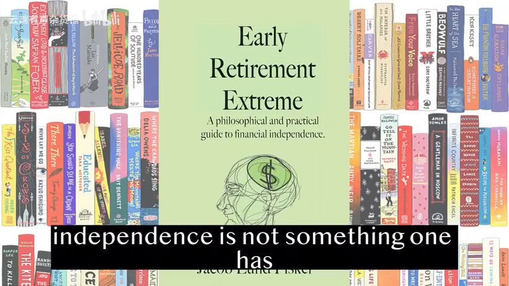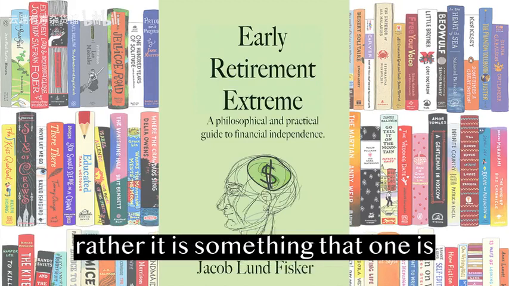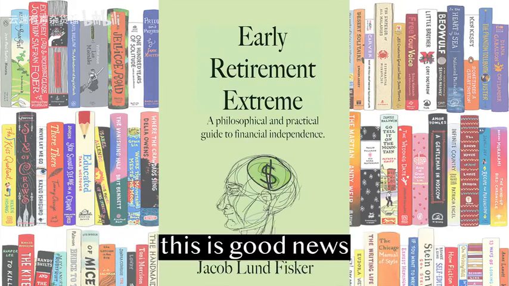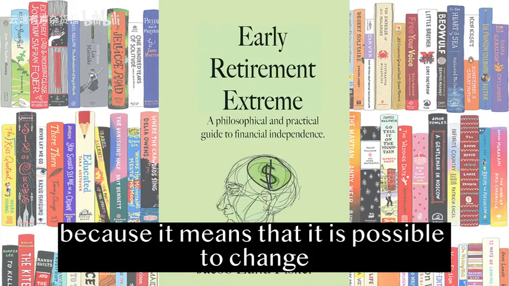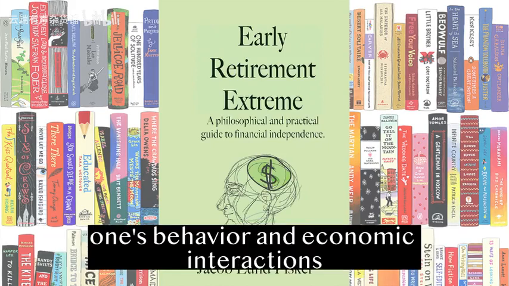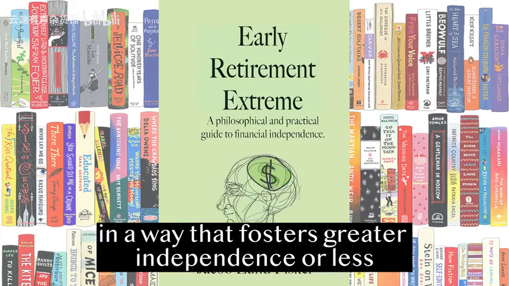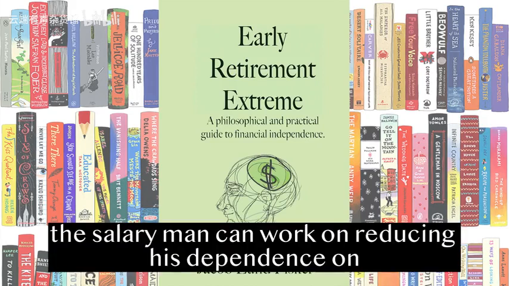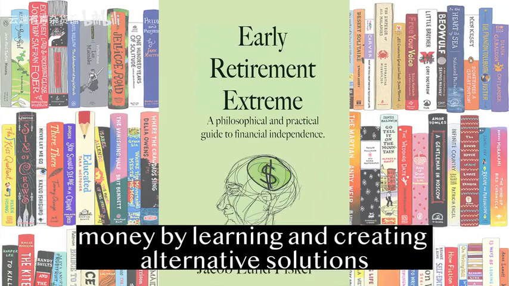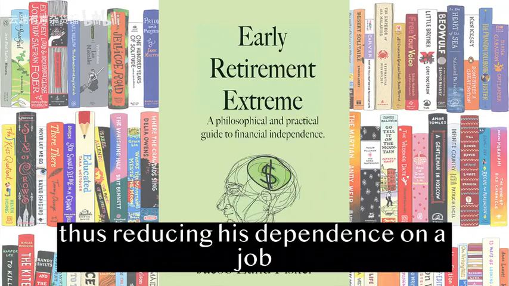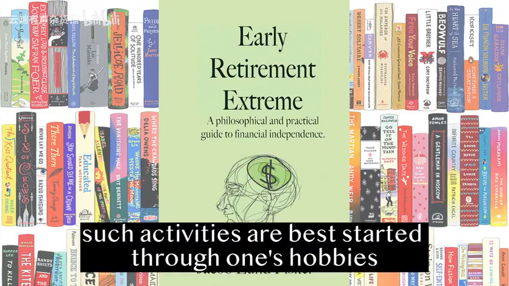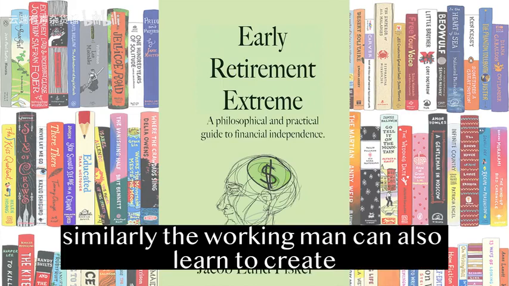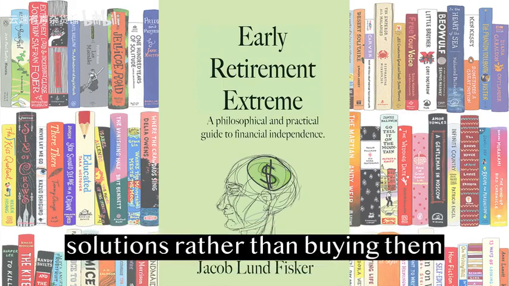Independence is not something one has, rather it is something that one is. This is good news because it means that it is possible to change one's behavior and economic interactions in a way that fosters greater independence or less if so desired. The salaryman can work on reducing his dependence on money by learning and creating alternative solutions, thus reducing his dependence on a job. Such activities are best started through one's hobbies. Similarly, the working man can also learn to create solutions rather than buying them.